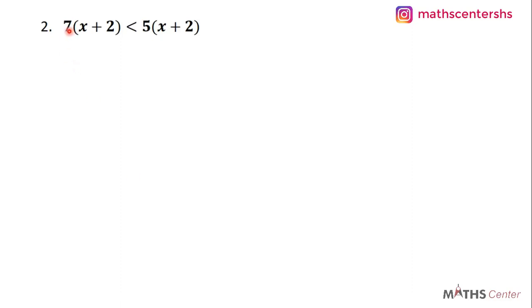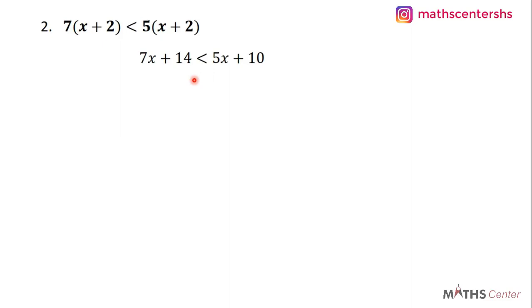So you are going to multiply through here by 7. Here you multiply by 5. So you are going to have 7 times x, which will give us 7x. 7 times 2 will give us 14. Then you bring your sign to less than. 5 times x will give us 5x. 5 times 2 will give us 10. From here, it becomes type 2 of linear inequalities.